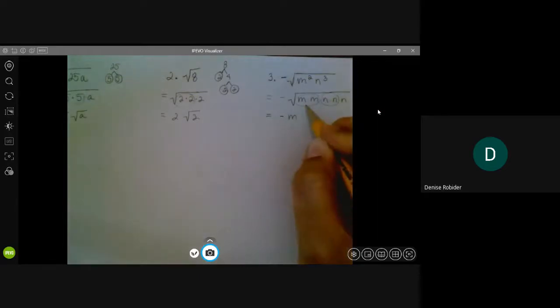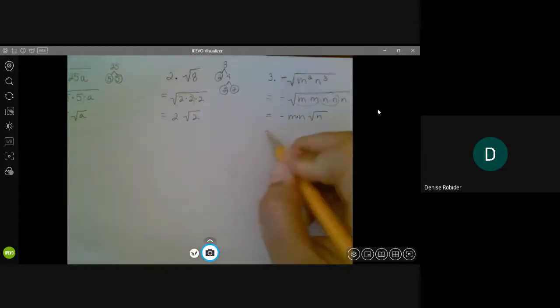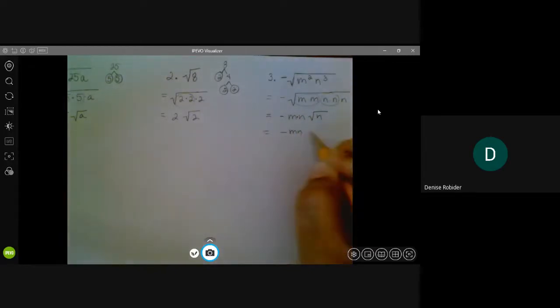So we can take out the m. We can take out the n, and we're left with the square root of n, and I can just clean this up as negative mn square root of n. I didn't have to put this there, but I wanted you to see that the numbers that are outside the radical have to be multiplied because they're all a product.